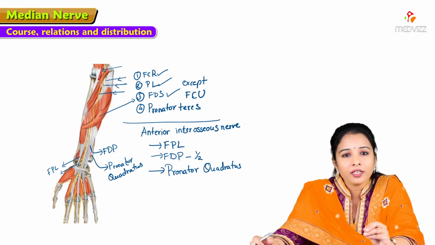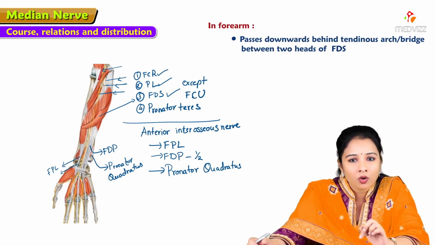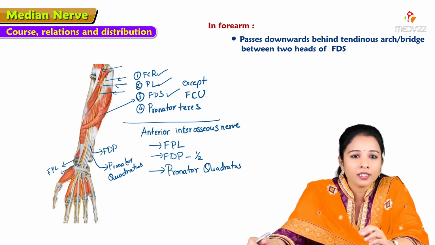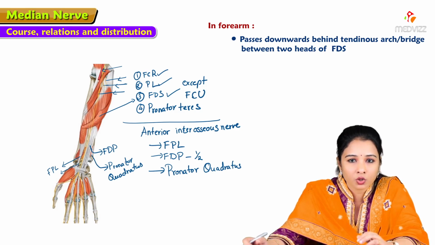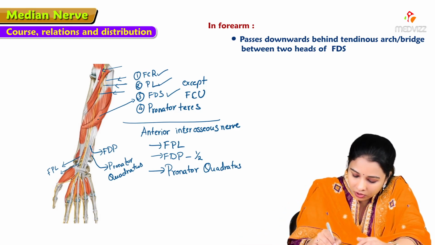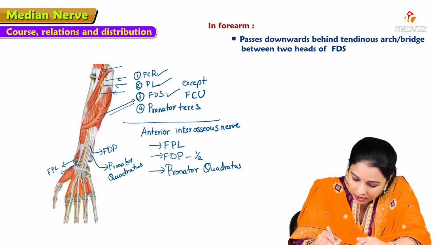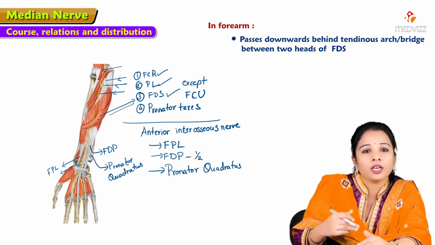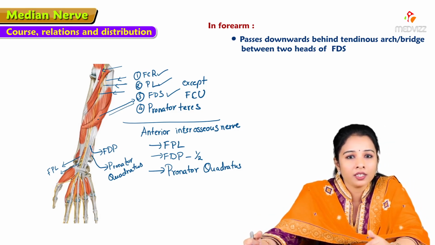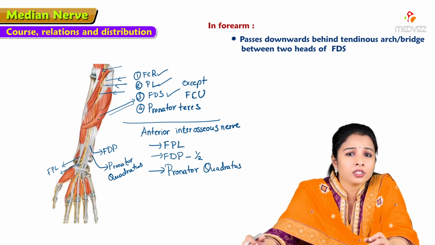And let's see the median nerve in the forearm. The median nerve passes downwards behind the tendinous arch, that is the bridge between the two heads of flexor digitorum superficialis. So this is the flexor digitorum superficialis, which we already marked, and we can see the nerve beneath it, that is the actual continuation of the median nerve, which is passing downwards behind the tendinous arch.